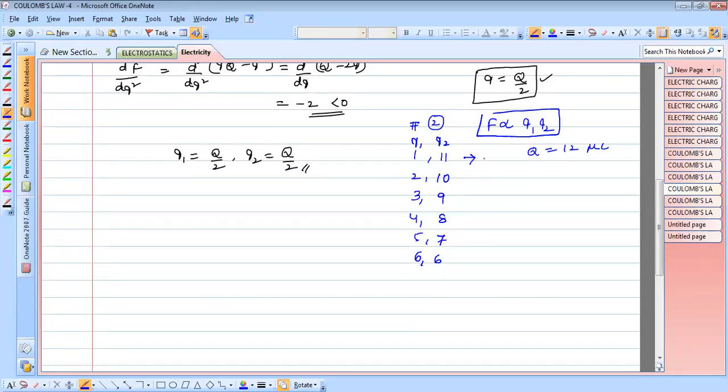Then the product is 11, this product is 20, this product is 27, this product is 32, this product is 35, and this product is 36. Once you observe this, when the total charge splits equally, only then does the product become maximum. That indicates that the given charge should be split equally, Q1 equal to Q by 2 and Q2 equal to Q by 2, then the product is maximum, then the force becomes maximum.